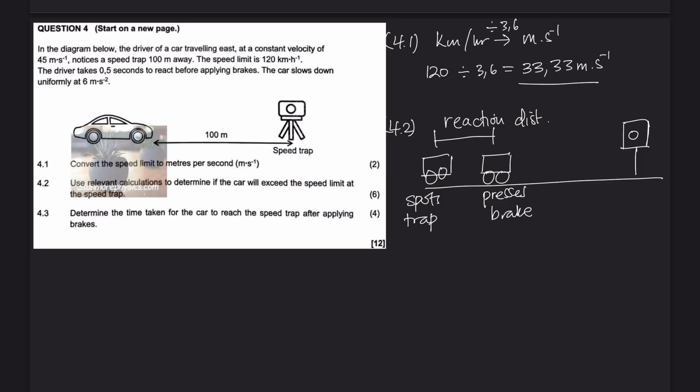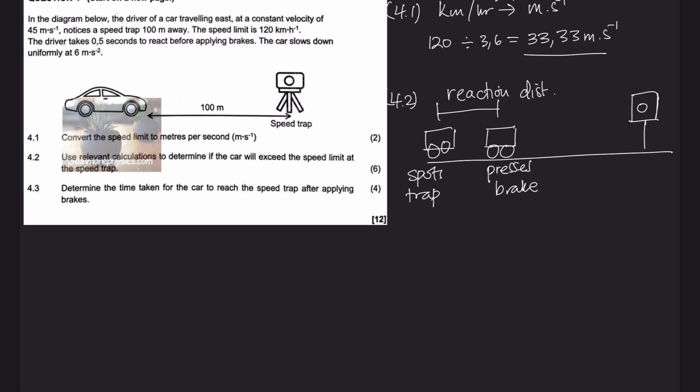Okay, so let's start. First, we can work out the reaction distance. So how far does the driver travel in the time that his brain is still processing what's happening? So the reaction distance, let's write it like that, is equal to v times t. Simple formula, right? How fast is the driver traveling? The driver is traveling at 45 meters per second, and it takes the driver 0.5 seconds to react, which means that the driver in that reaction distance traveled 22.5 meters.